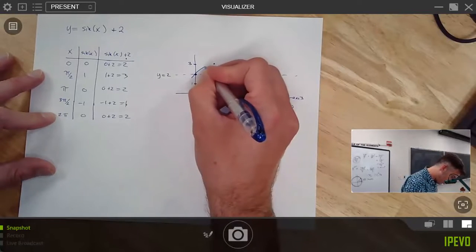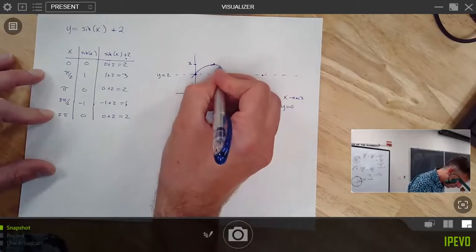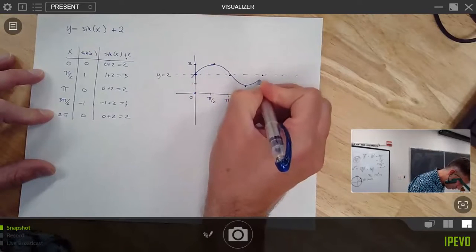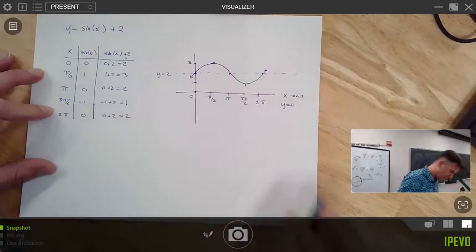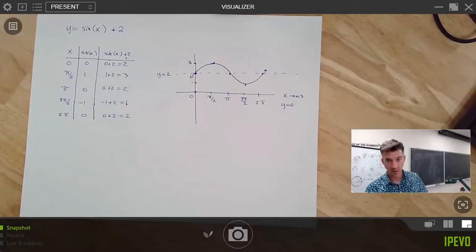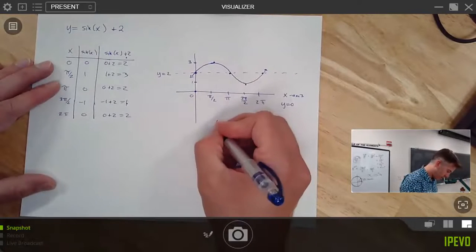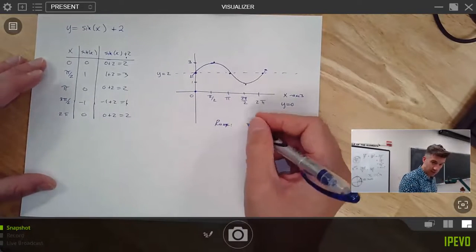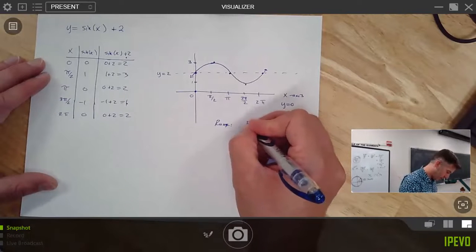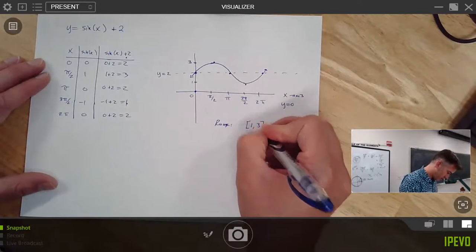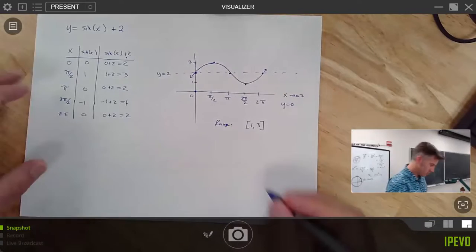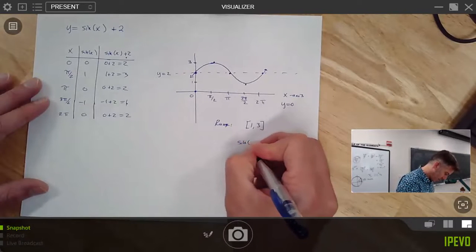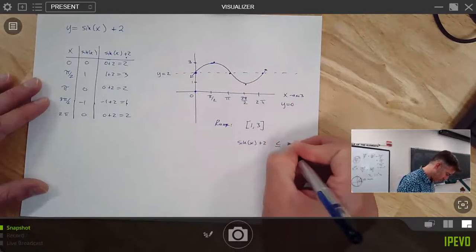So here's my new sine graph. It's just my old sine graph all moved up 2. I will mention that the range here is, instead of -1 to 1, now the range is going to be 1 to 3. Or you could say sine of x plus 2 is between 1 and 3.